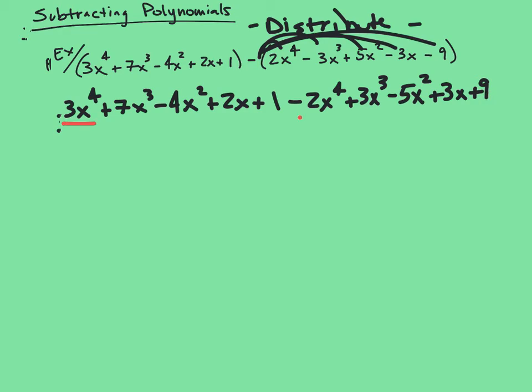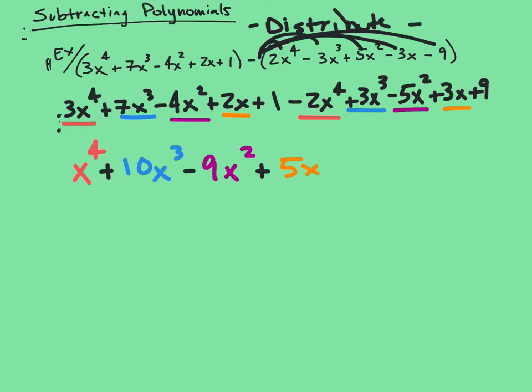So I'm going to take 3x to the 4th plus negative 2x to the 4th, and that's just going to give me just 1x to the 4th. All right. We've got 7x cubed and 3x cubed. So let's combine those as like terms. 7 plus 3 is going to give us 10, and then x cubed. If I do negative 4x squared minus 5x squared, that's going to give us minus 9x squared. And if I do 2x plus 3x, that's going to give us plus 5x. And then 1 plus 9 is going to give us positive 10.